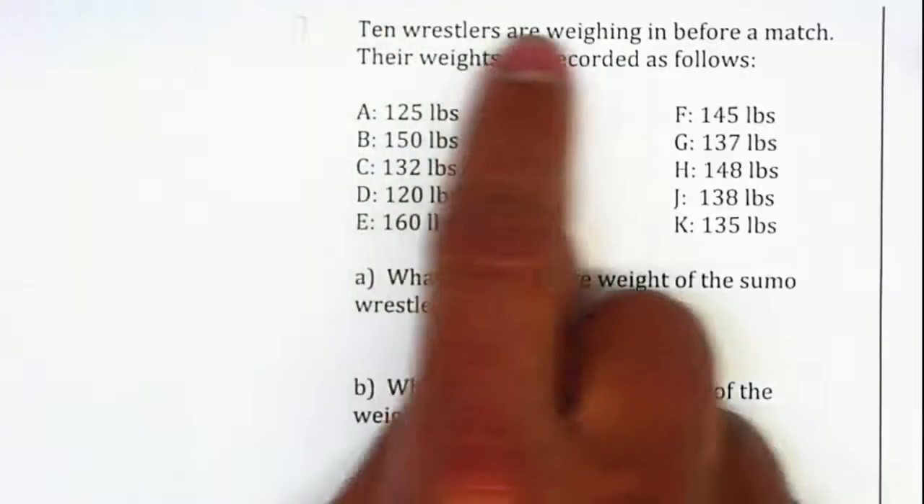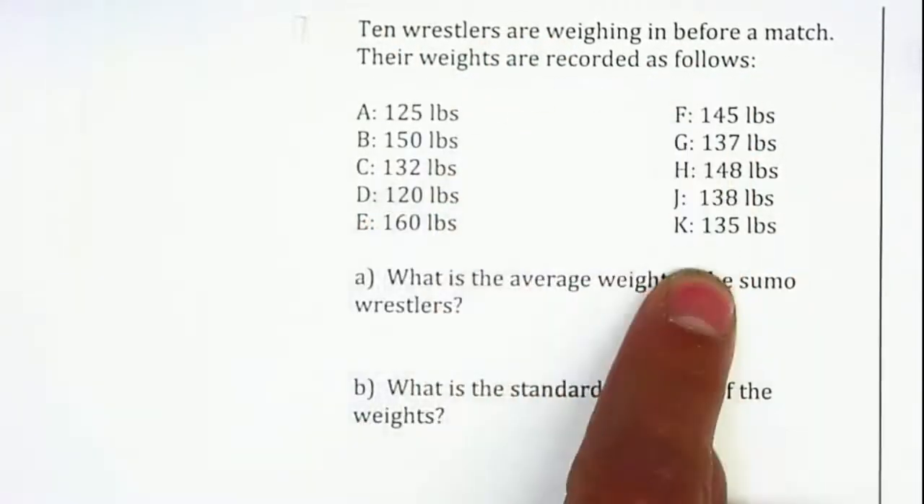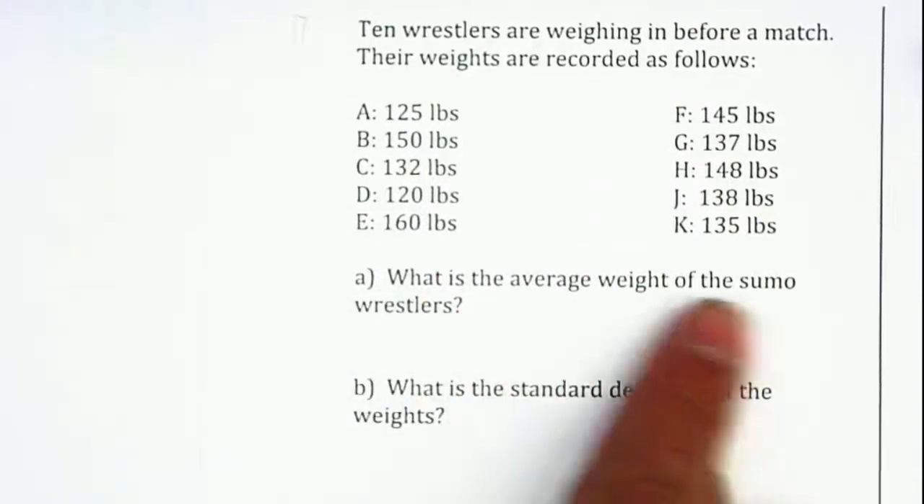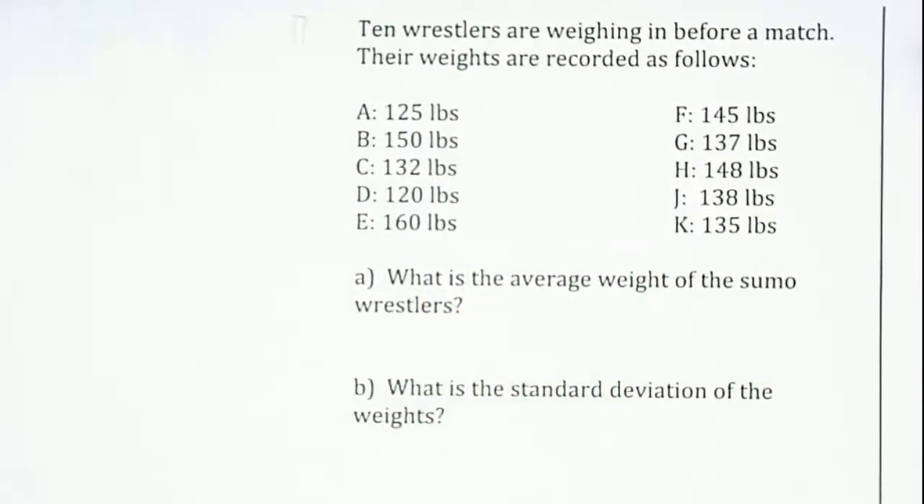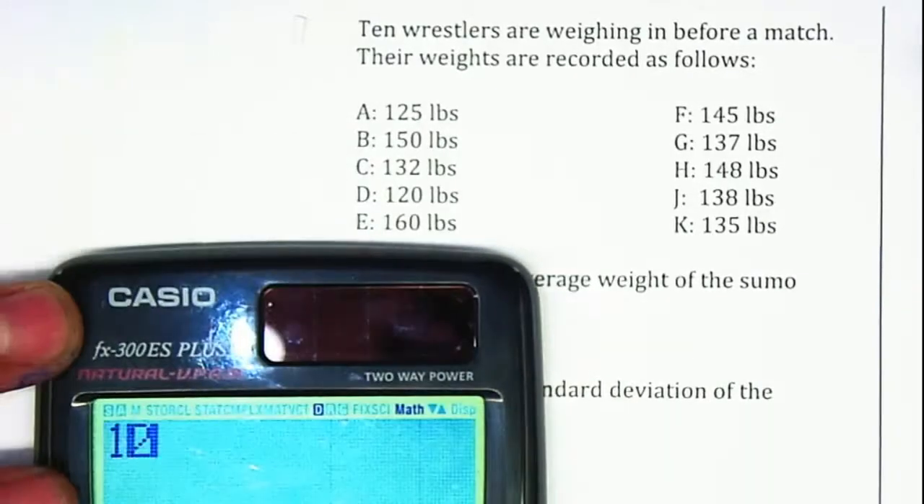10 wrestlers are weighing in before a match. Their weights are recorded as follows. So they give you 10 different wrestlers and their weights. What is the average weight of the sumo wrestlers? Now remember that you're going to be able to use a calculator for the test. So in order to find the average, we need to add them.